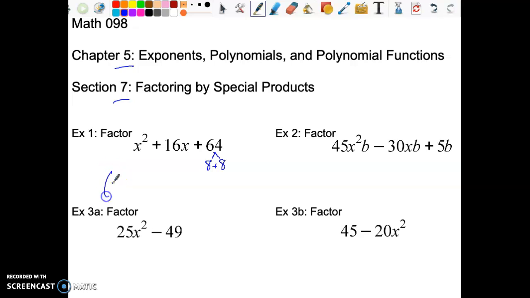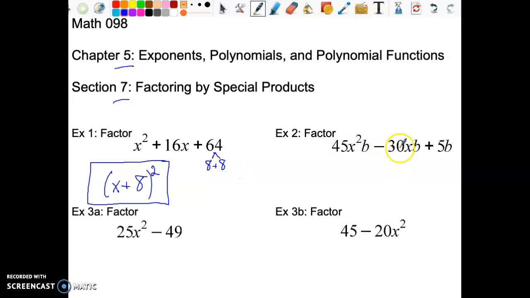So instead of them wanting you to write x plus 8, which is absolutely correct, nothing's wrong about that, what they want you to do is to write the answer as x plus 8 quantity squared. Because that's what it means to be squared, is x plus 8, x plus 8. But it's a special product.